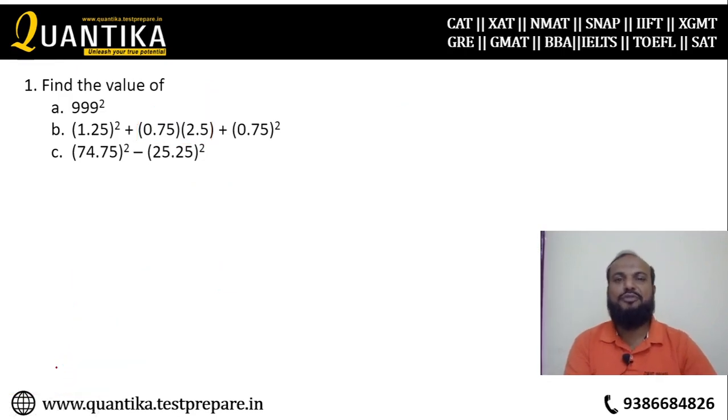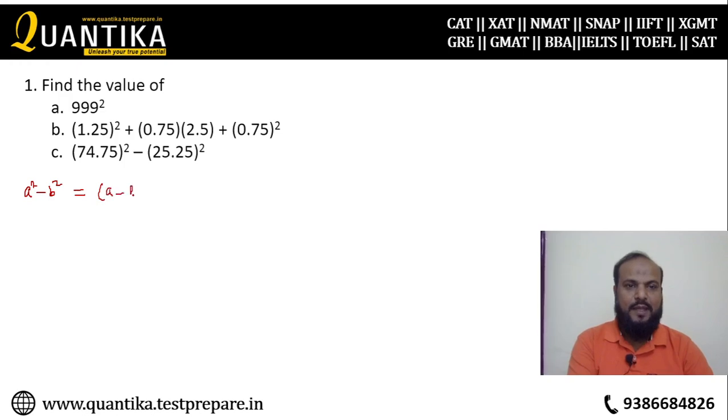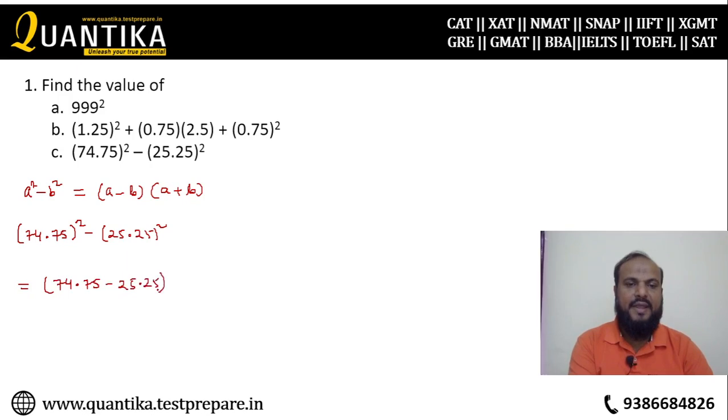The third question is from your favorite formula, which is a square minus b square. This formula is very famous. No student has ever told me that they have forgotten this formula. So this is equal to a minus b into a plus b. So when you take 74.75 square minus 25.25 square, what happens? A minus b, a plus b.